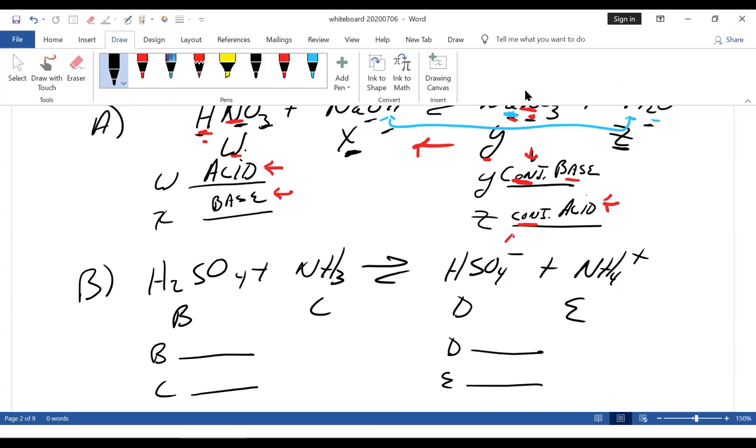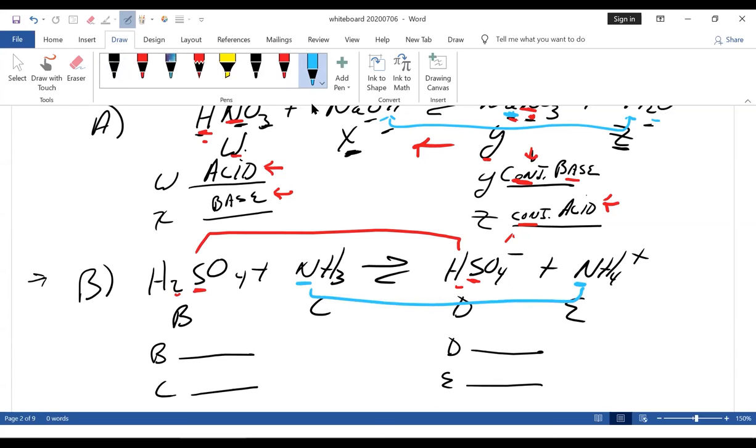Question is, for this reaction, label B, C, D, and E: acid, base, conjugate acid, conjugate base. First thing, look for the conjugates. Sulfur, sulfur: these two differ by H+, or just a hydrogen. I have two here, I just have one here. Next, nitrogen: this differs by one proton, or just count the hydrogens. And these are conjugates. Now, let's look at H2SO4. Oh, before we do that, I'm going to be smart: everything on the right is always labeled conjugate.